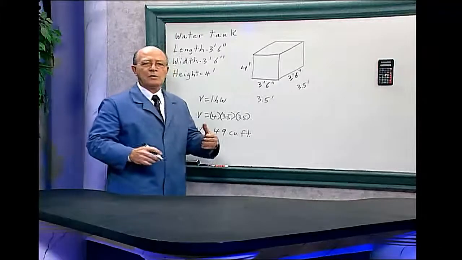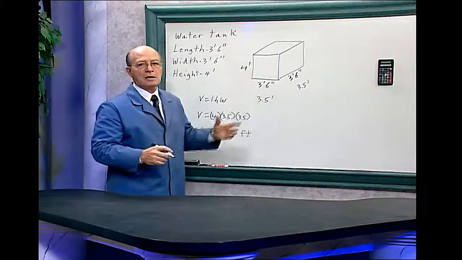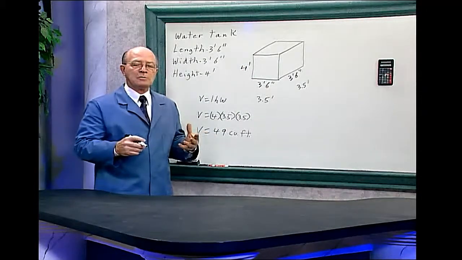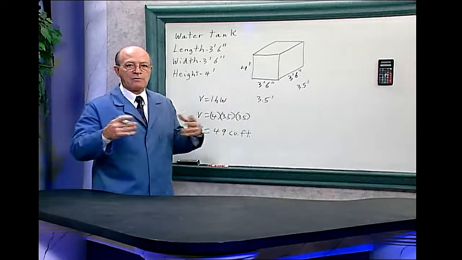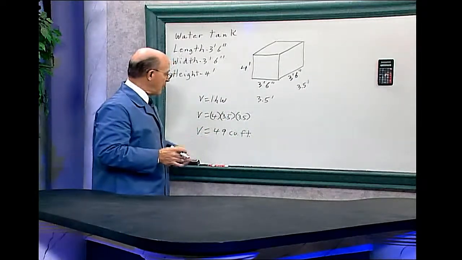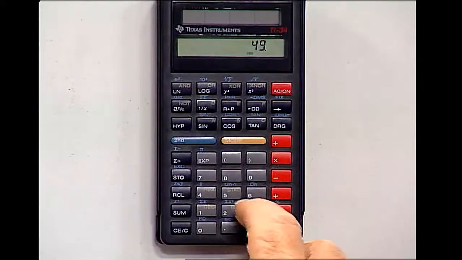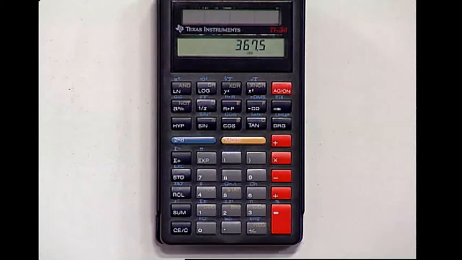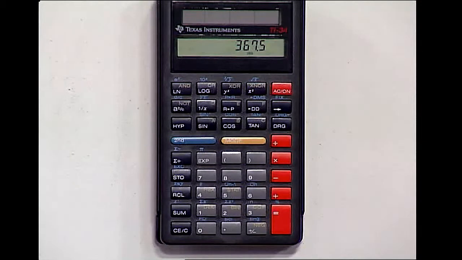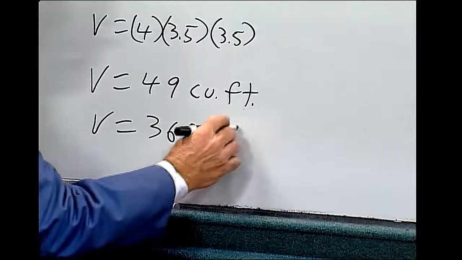Now we can find how many gallons are in this water tank. The accurate figure is 7.48, but you can also use 7.5. That's just a round figure. Now let's just use 7.5 for this problem. So 49 times 7.5 equals 367.5 or 368 gallons. The capacity is 368 gallons.